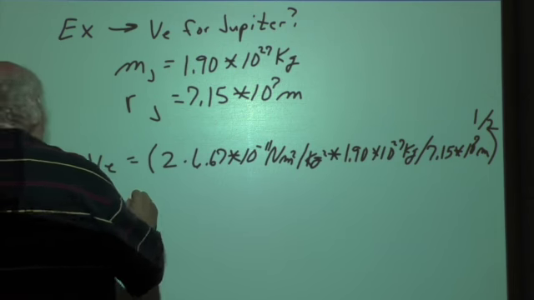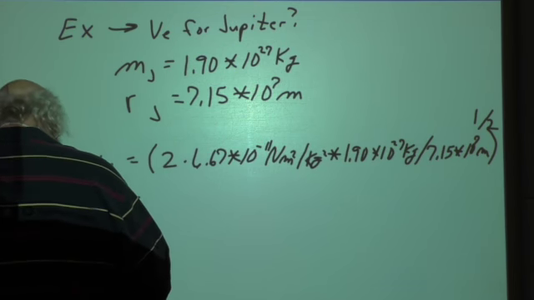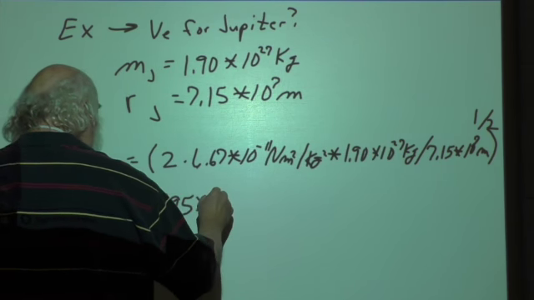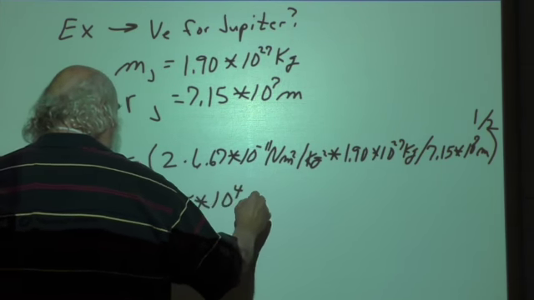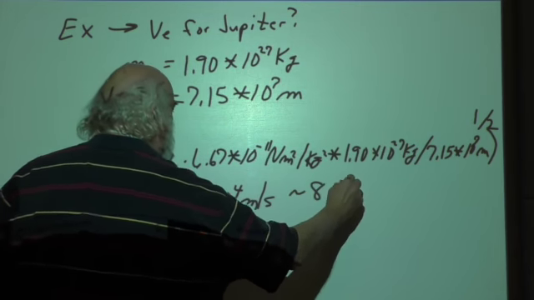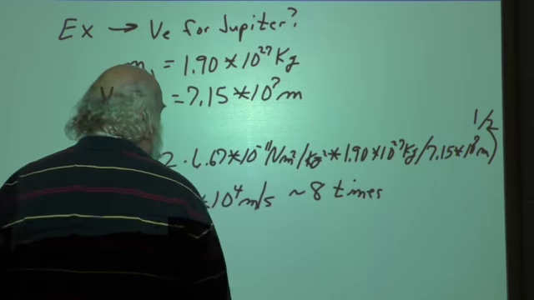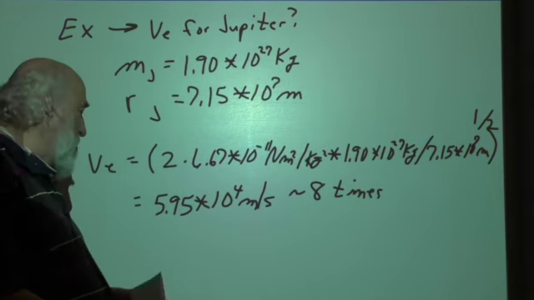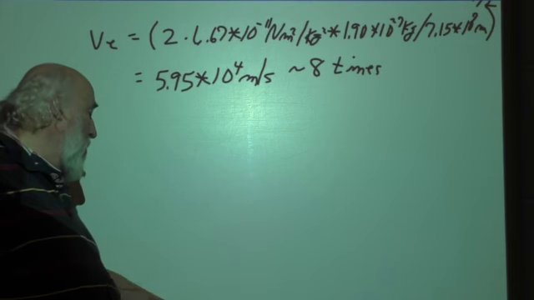When you punch those numbers in, you get 5.95 times 10 to the 4th meters per second, which is right around 8 times the escape velocity of Earth. So it's not as difficult leaving Earth. It's going to be even more difficult leaving Jupiter.